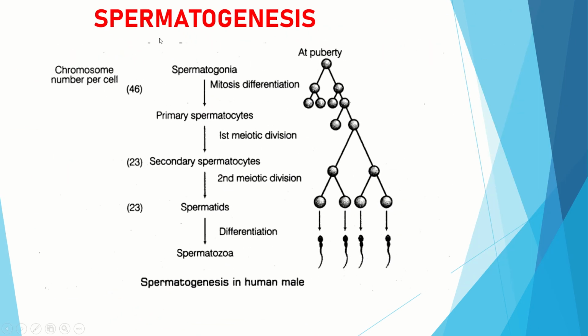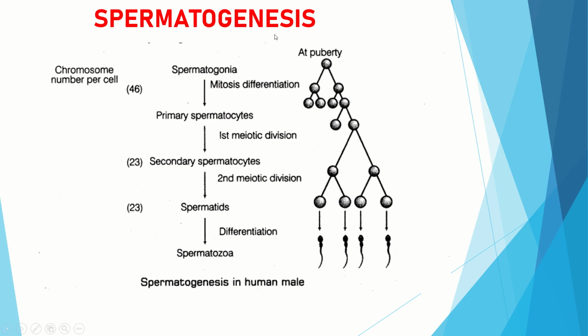And next one is spermatogenesis. We will see the process one by one. In the seminiferous tubule, the germinal epithelium is involved in sperm production. First, the germinal epithelium starts dividing mitotically. Here it will divide mitotically, so that phase is called multiplication.